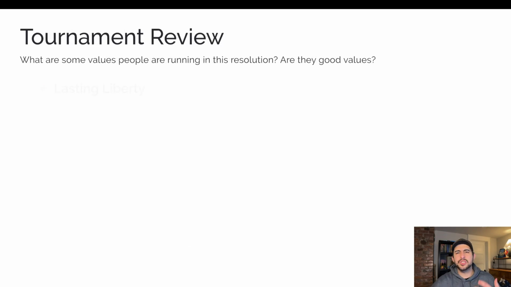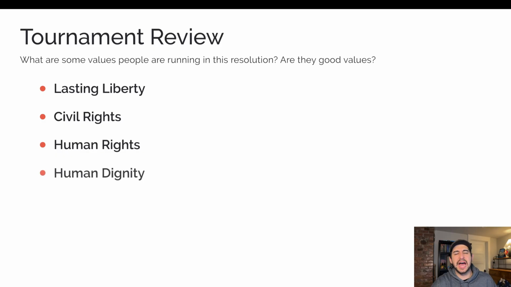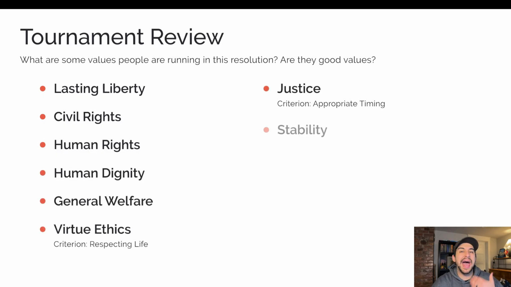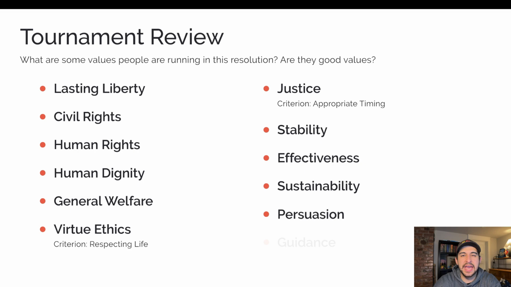So with that, let's actually look at some different values that I've seen run and heard have been run at different tournaments, and look over them individually and see whether or not they would be good values. I don't necessarily know what the debaters meant by these particular values. I can only guess, but let's look at them one by one. So the first one we have is lasting liberty. And of course, they might say that liberty is freedom, and they've also put a little condition there. We're trying to achieve a specific type of liberty, one that is sustainable, one that lasts.